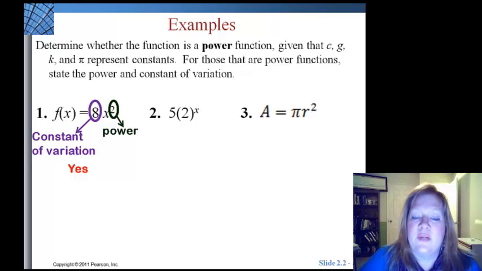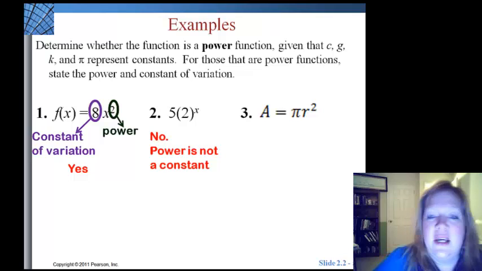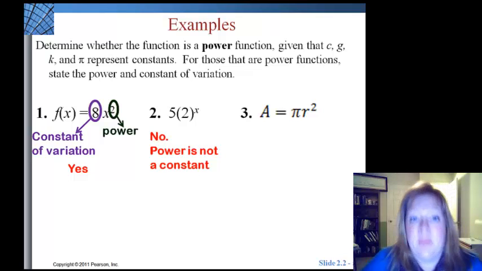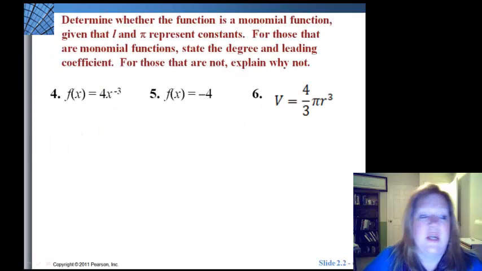This next one, number 2, is not a power function at all. The reason is that your power is not a constant. The power is x, and x is not a constant. It changes. It's a variable, meaning change. So number 2 is not a power function. Number 3 is a power function. You've got pi as your constant of variation, and you've got 2 as your power on your function. So number 3 is a yes.